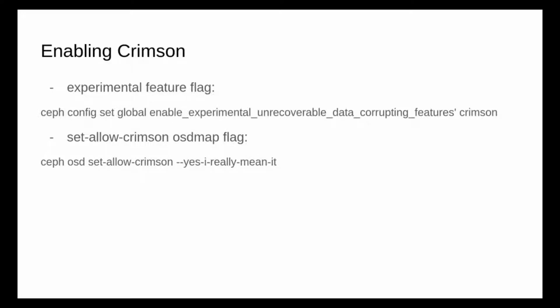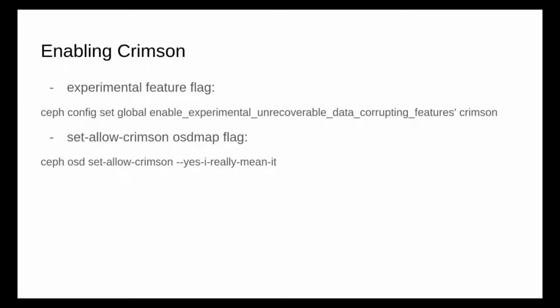The first is I added a Crimson experimental feature flag and a set allow Crimson OSD map flag. I didn't do anything especially complicated here. You have to have the experimental feature enabled to set the allow Crimson flag, and you can't unset it. Crimson OSDs won't boot at all if they don't see this in the OSD map flag. So that's how that part works.